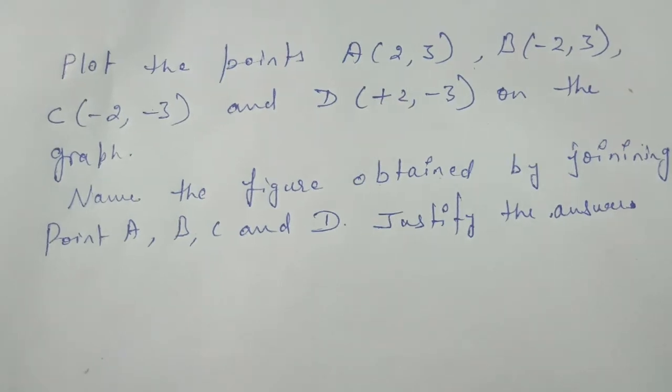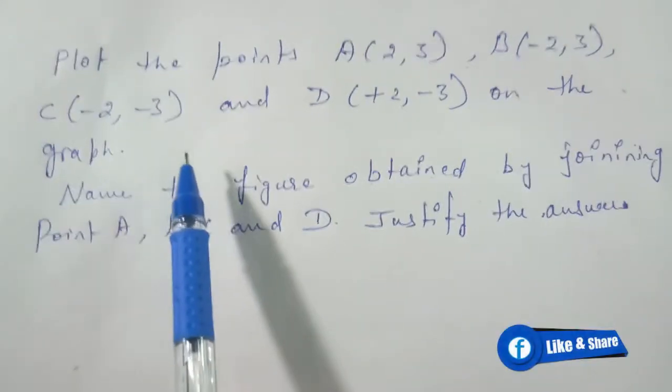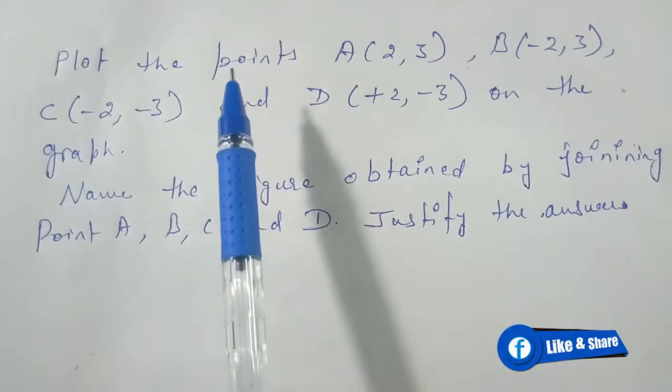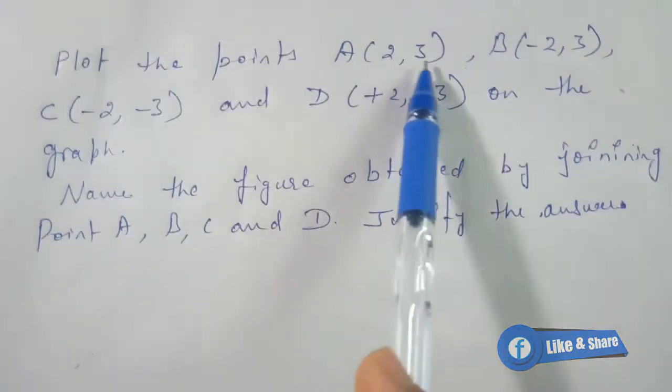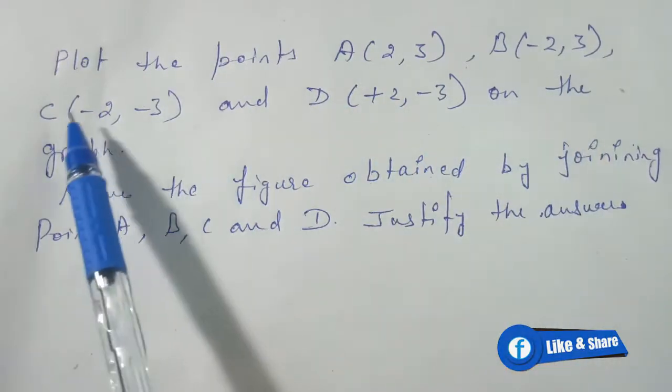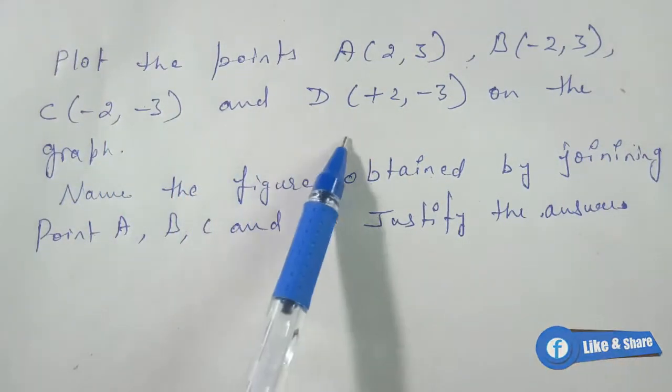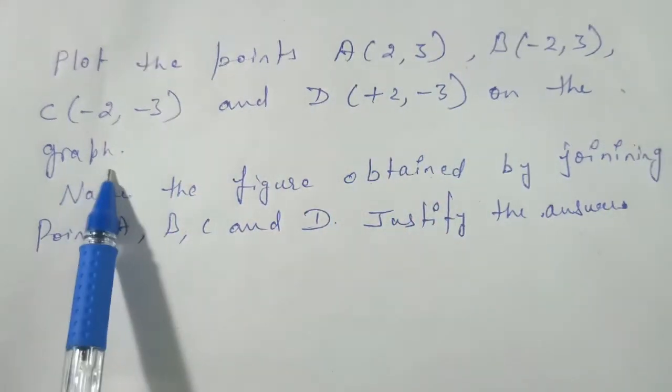Yes, students, today we are going to learn how to plot points on the graph paper. So here are some of the points. Plot the points A (2, 3), B (-2, 3), C (-2, -3) and D (2, -3) on the graph paper.